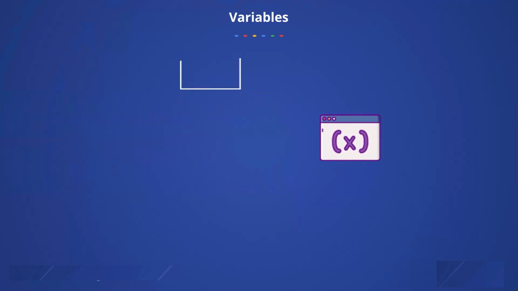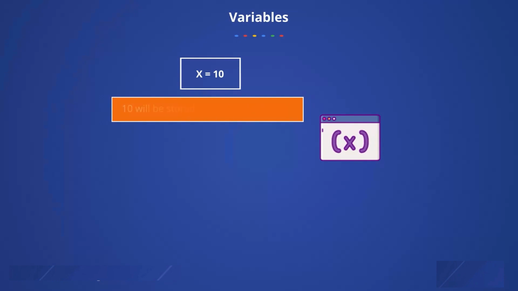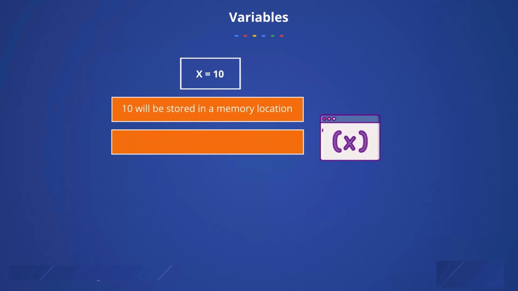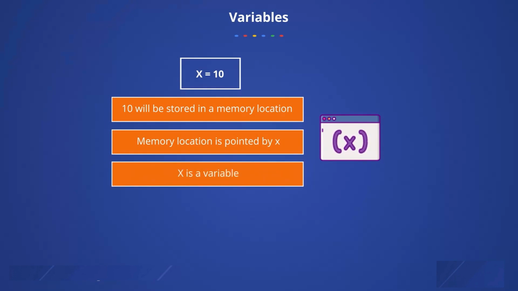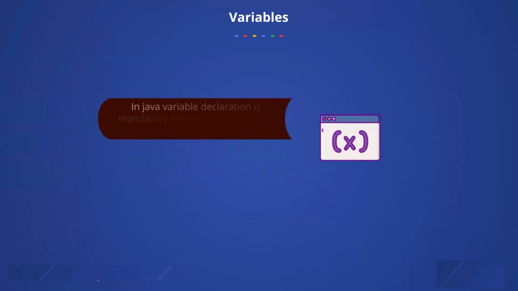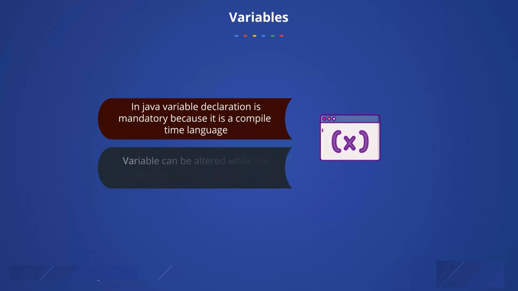So let's say you have created x equal to 10. That x equal to 10, for you it is just a name, whereas internally what happens is this 10 will be stored in a memory location, and that memory location is pointed to by this x, and that x is your variable. And in Java, variable declaration is mandatory because it's a compile time language and you have to declare everything you are using. Only then it knows how you are supposed to use that variable and how the conversion has to happen, all that it will understand. And these variables can be changed during program execution also if required.